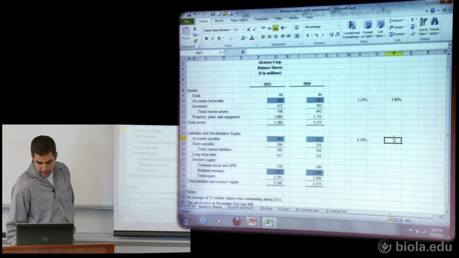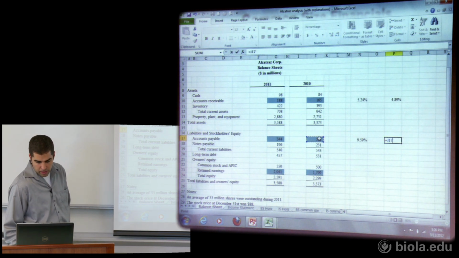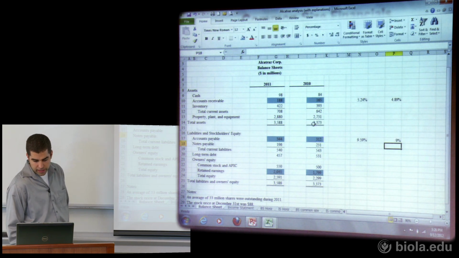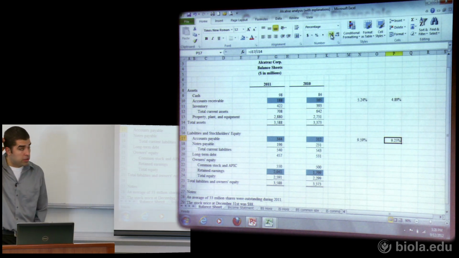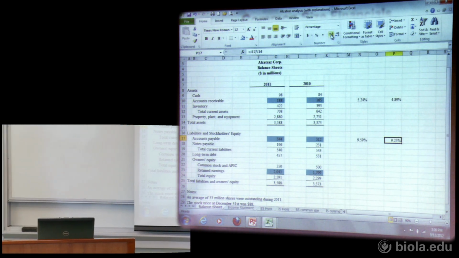Okay, is that more or less than it was in the prior year? 312 divided by the 3373. And so that one's a little bit larger as well. So these aren't major changes. These are fairly small percentages.